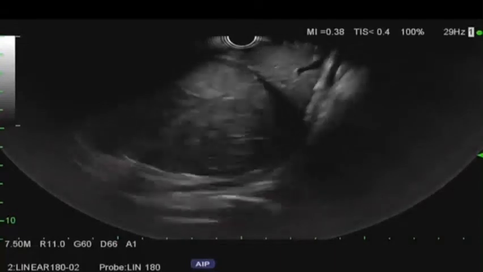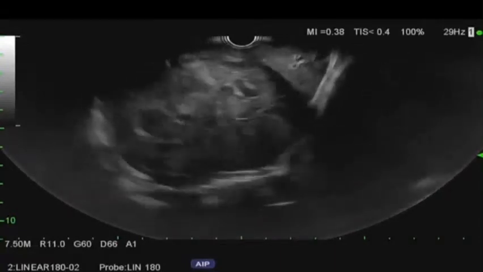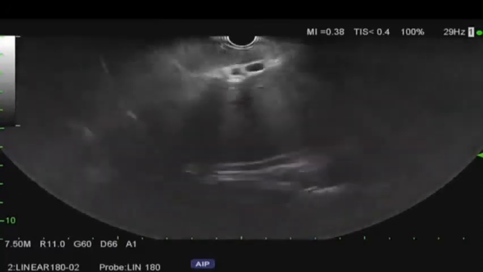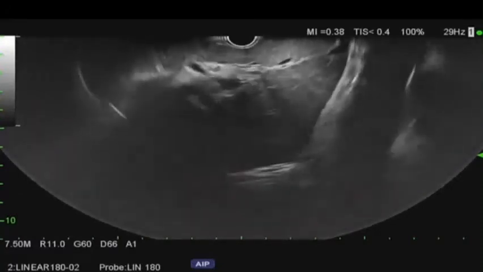We will demonstrate a live case of EUS guided liver biopsy. A 7-year-old male was referred for EUS guided liver biopsy of a liver mass visualized on CT. On EUS, a large mass was visualized in the left lobe of the liver. When measured, the mass was 8 cm by 6 cm.